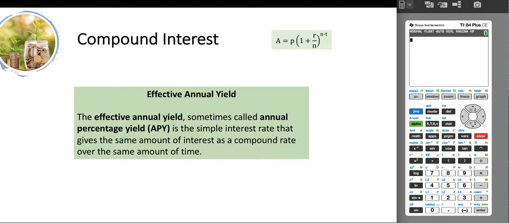Now what we're talking about here is the effective annual yield. The effective annual yield is sometimes called the annual percentage yield, or the APY. It is the simple interest rate that gives you the same amount of interest as a compound rate over the same amount of time.